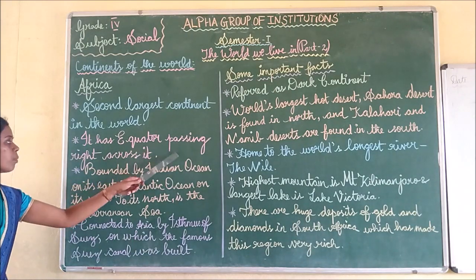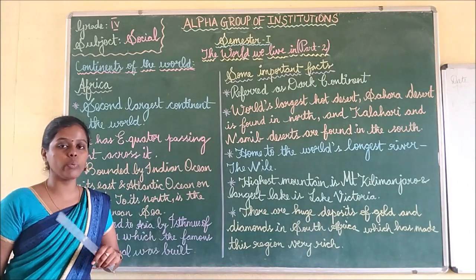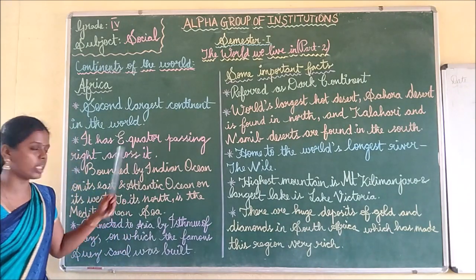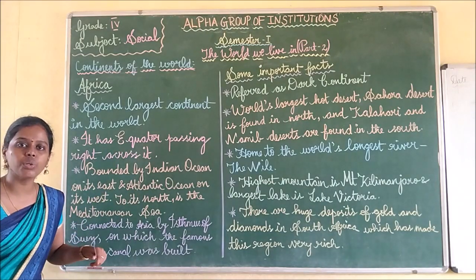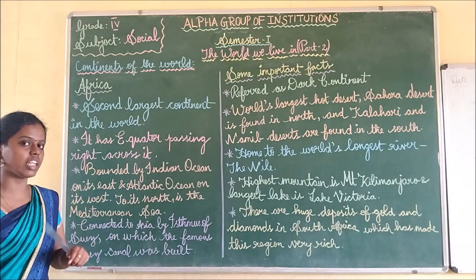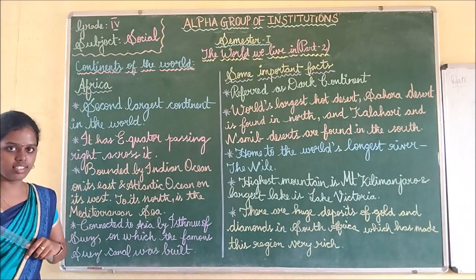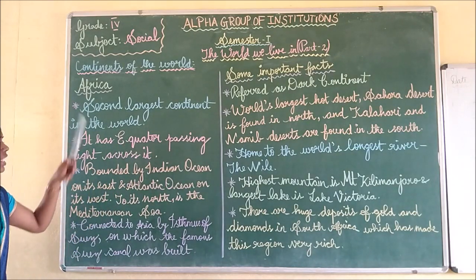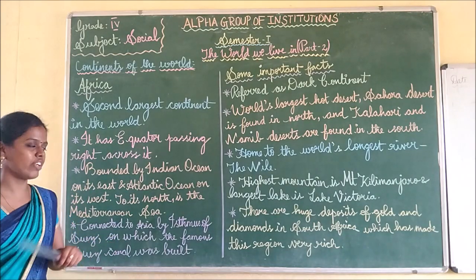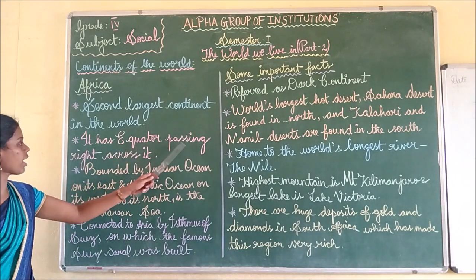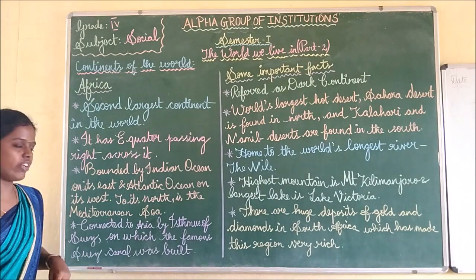It has the equator passing right across it. Children, I have told you about the equator; we have discussed it in the last class itself. What is it? It is a latitude, the center latitude that lies at 0 degree of the Earth's surface. And in Africa it is passing. The equator is passing across Africa. So, it has the equator passing right across it.